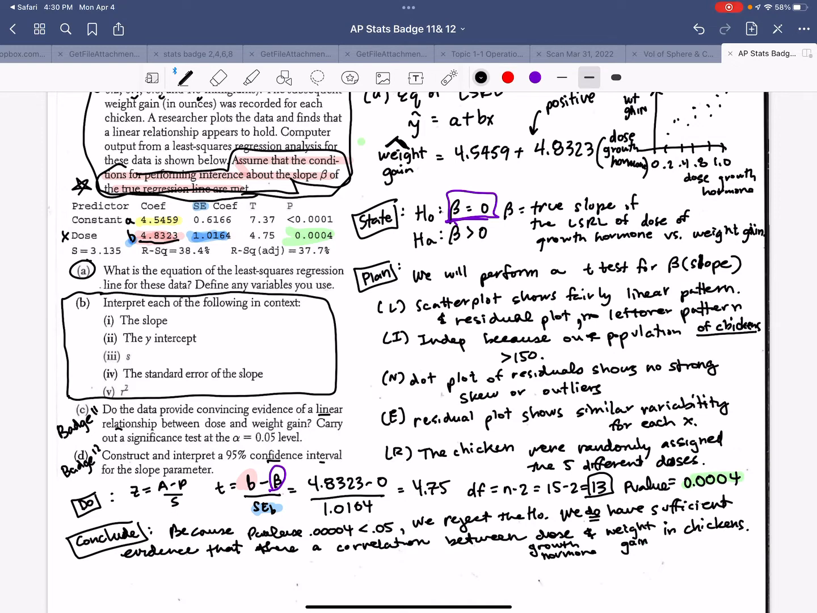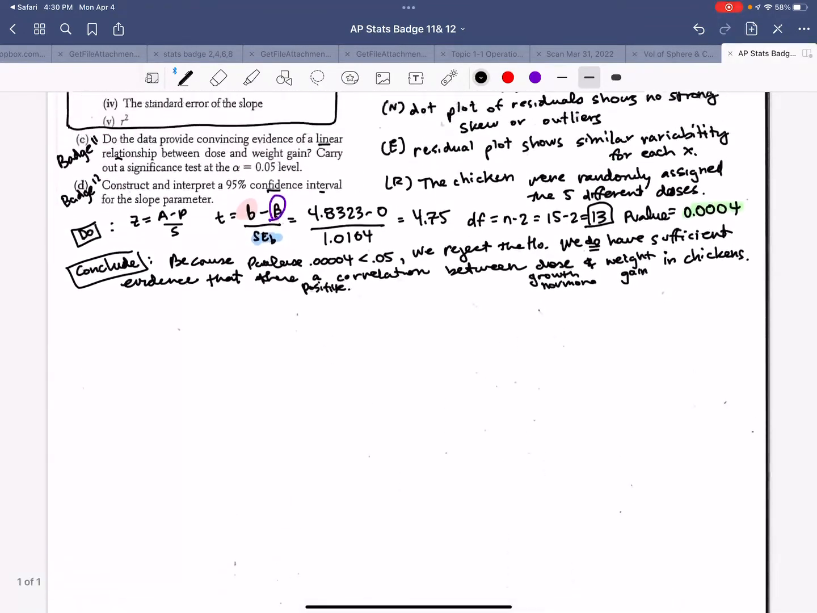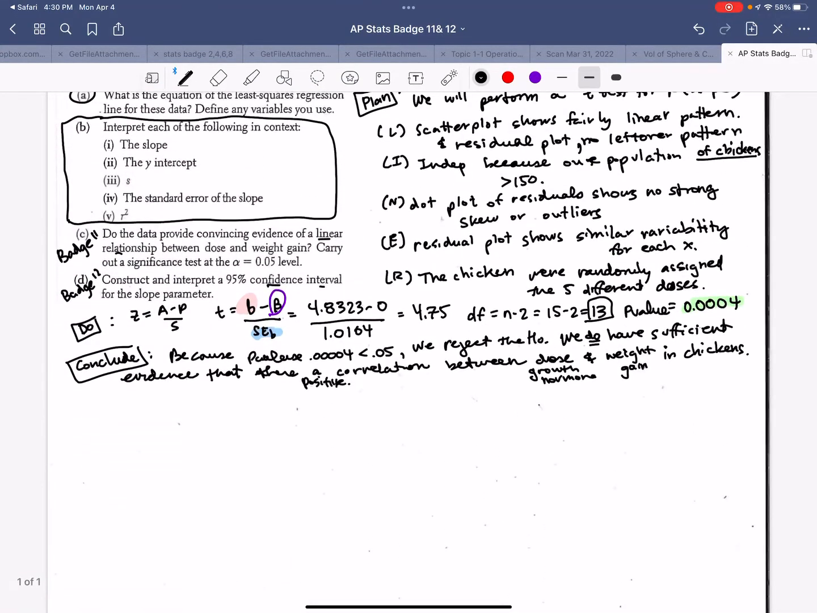For chickens like these that were used in the study, right? And we also noticed that it is positive, right? So there's a positive correlation. That's what we found. All right, now could we also construct a 95% confidence interval? And the answer is you betcha. Okay, so let's give that a shot.